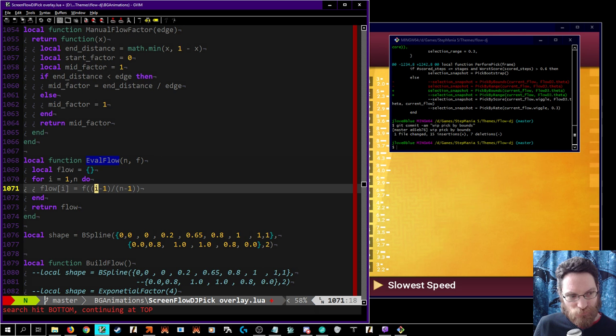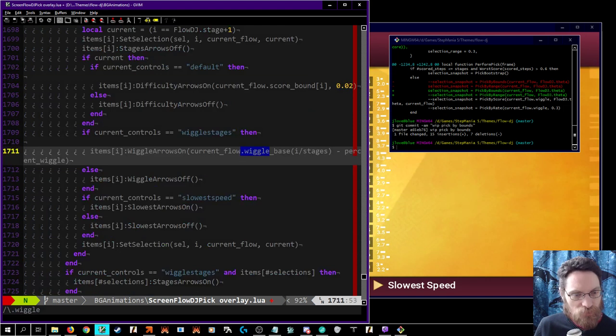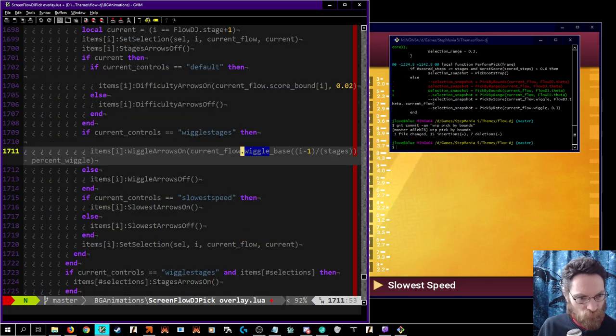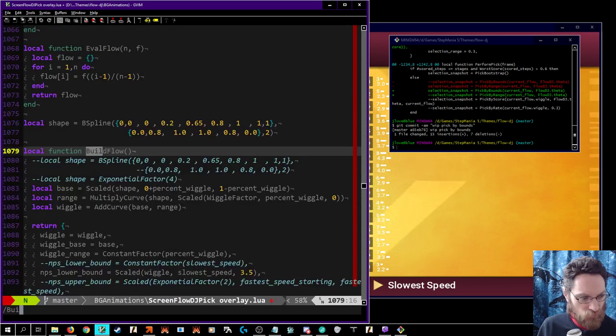And that's actually sort of a non-trivial formula. So we essentially have to do stage minus 1 over n minus 1. And we have to do that everywhere we're doing this. That's in pick by range. Not using those right now. And that takes care of all of the wiggle thingamabobbies in this file.